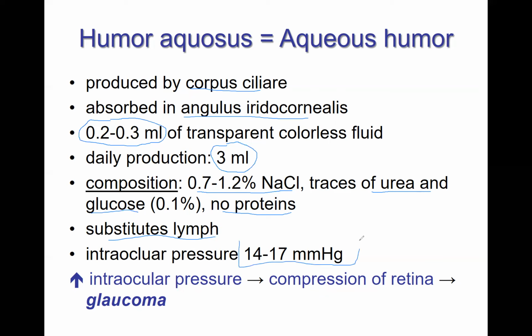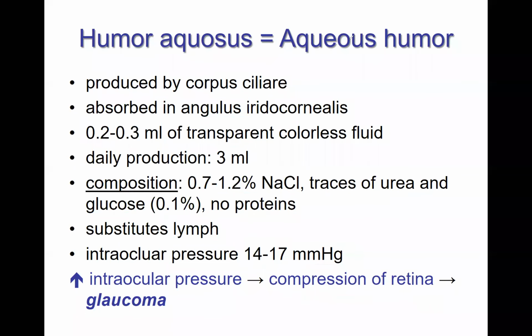Very important is the normal intraocular pressure, less than 20 millimeters of mercury. Yeah, if it's elevated, it compresses retina and it kills the cells. Yeah, and it's called glaucoma. So very important is if the intraocular pressure is higher. So it's also one of the basic examinations to examine the intraocular pressure.